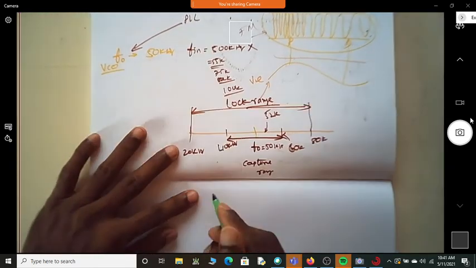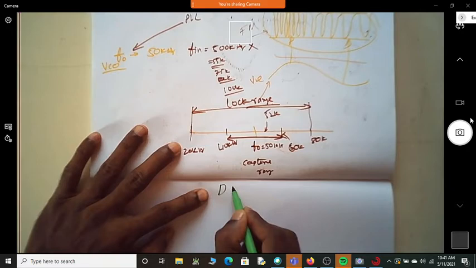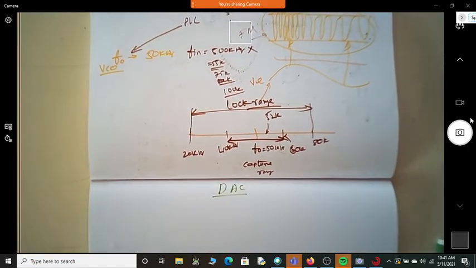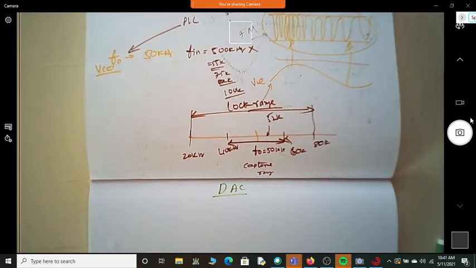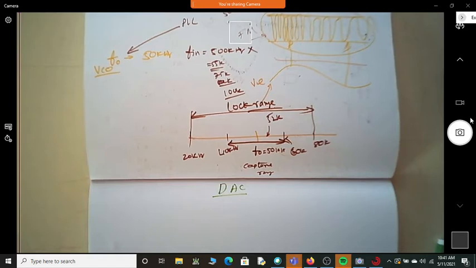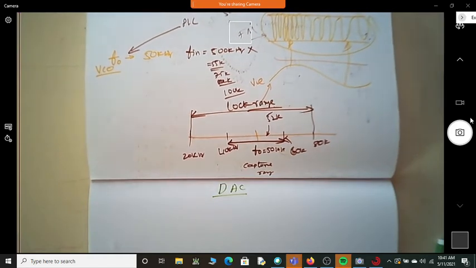So we have the next topic, digital to analog converter. I think all of you have heard this buzzword IoT. What does IoT stand for?